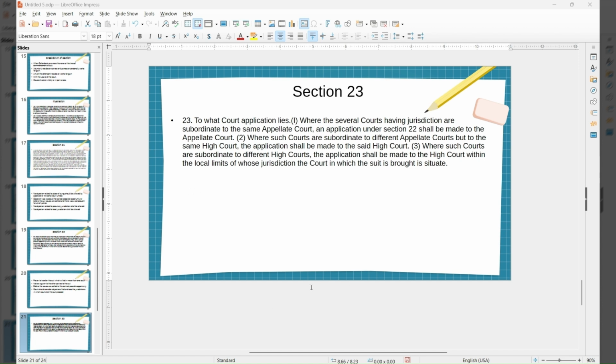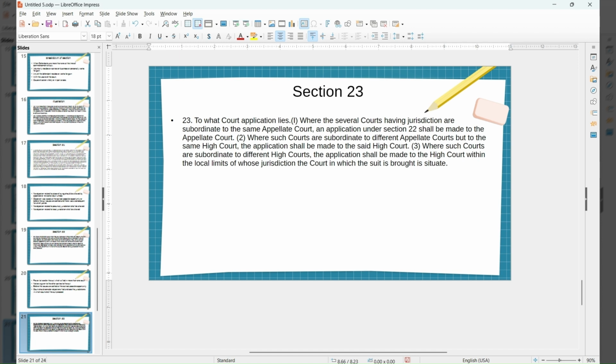Let's see condition 2. When courts are under different appellate courts but the same high court, if the possible courts fall under different appellate courts but all are within the same high court, such as courts A and B, which are under different appellate courts but fall under the same high court, then the application should be made to the high court.